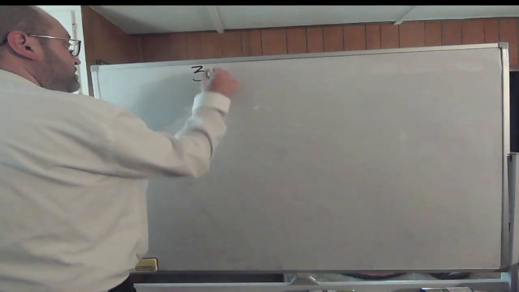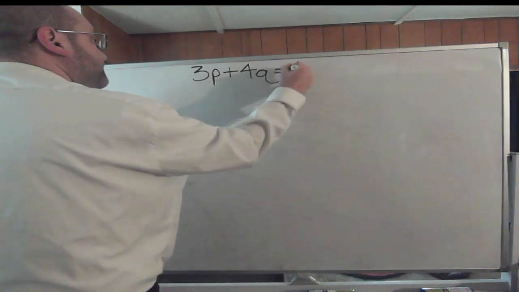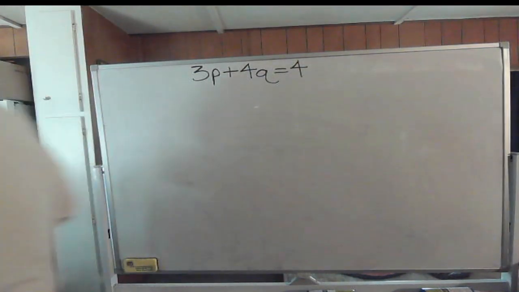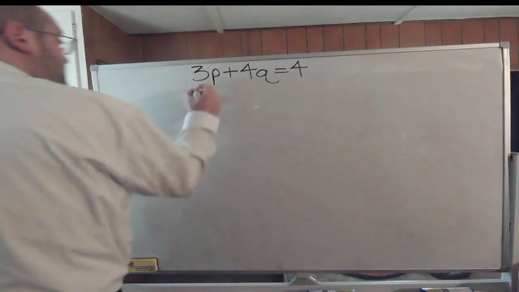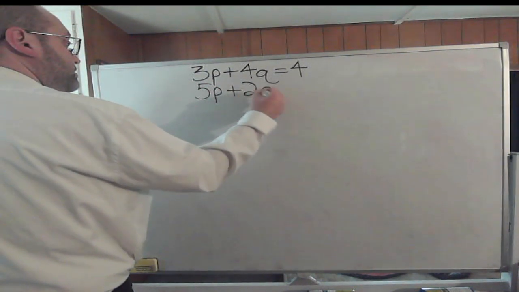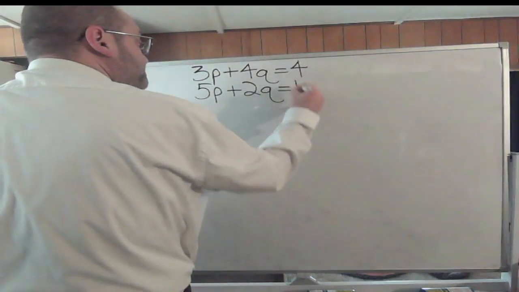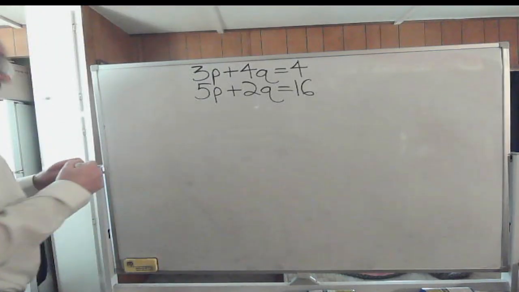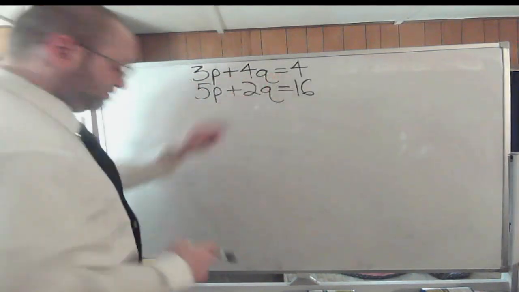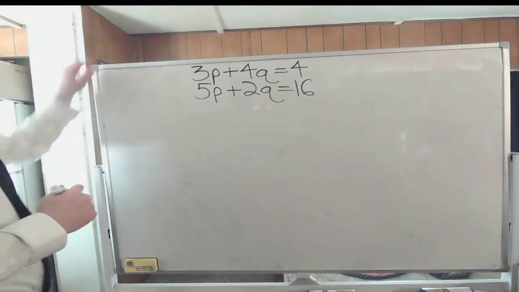Alright, what's next? 3p plus 4q equals 4. Then we have 5p plus 2q. That's going to be equal to 16. So we got 3p plus 4q equals 4. Then we have 5p plus 2q equals 16.